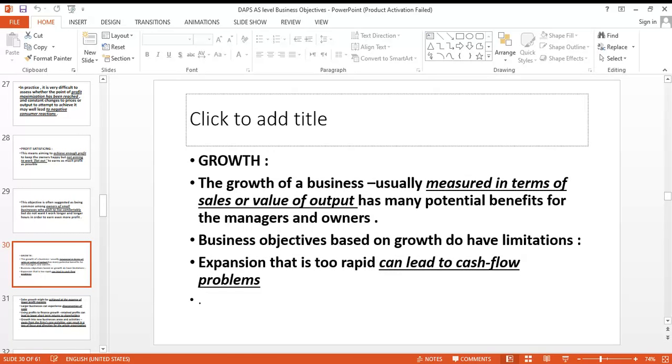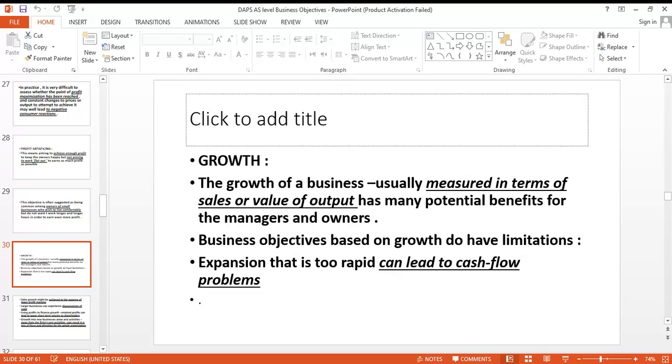Another objective that a business can have is growth. What do you mean by growth? Growth, when you're talking about, don't confuse this with economic growth. This is the growth which is concerned with sales, the increase in sales, the increase in output. So, as your sales increase, your assets will increase, your business will expand. Okay, but then expansion brings its own problems.